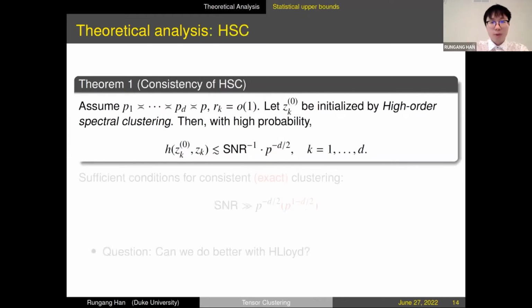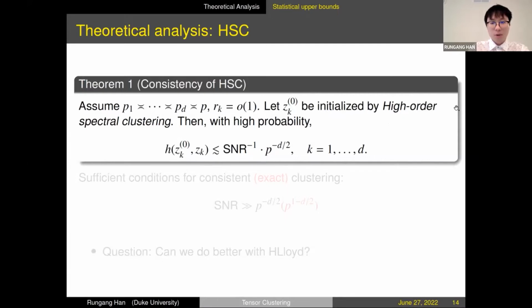Now, we are ready to present our theoretical guarantee. Our first theorem concerns the consistency of high-order spectral clustering. For simplicity, I will assume that all the tensor dimensions have the same order and all the tensor clusters have a constant number. If we denote this as the initialization from high-order spectral clustering, then we can prove that with high probability, the misclassification rate is bounded by this rate.